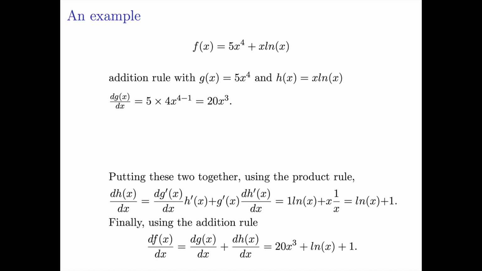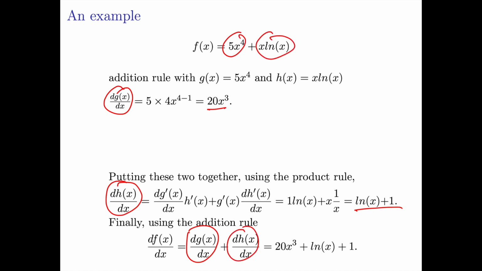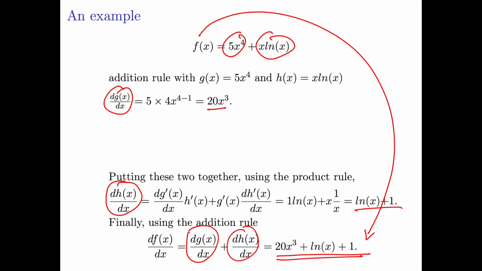Finally, we know that the derivative of g with respect to x is 20x cubed. The derivative of h with respect to x is log x plus 1. So we can use the addition rule. The derivative of f, which is the sum of g and h, is just the sum of the derivatives of g and h. So we've got the derivative of g with respect to x is 20x cubed. The derivative of h with respect to x is log x plus 1. So this is the derivative of f with respect to x.